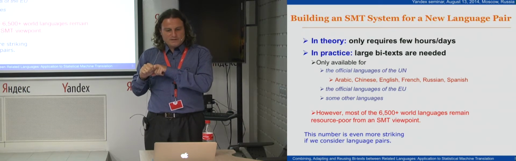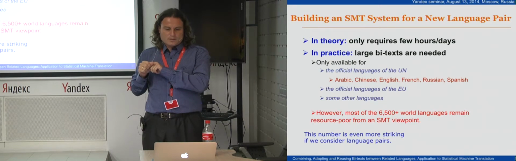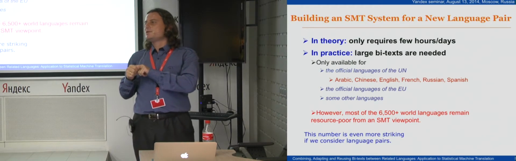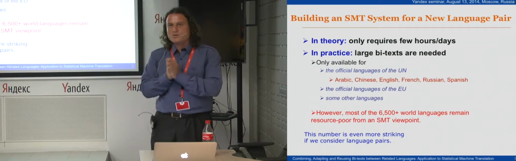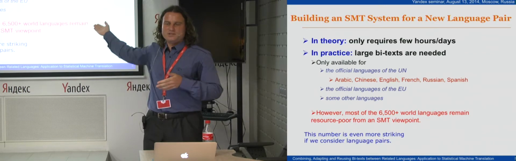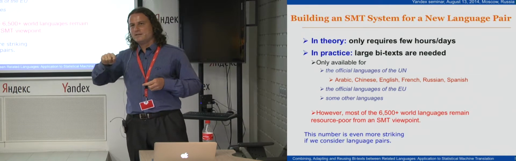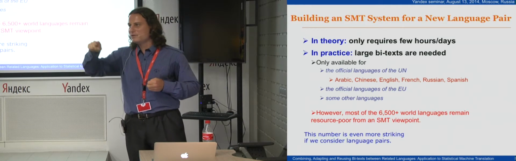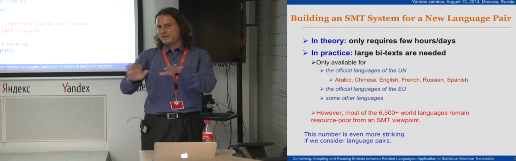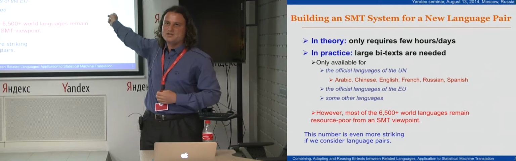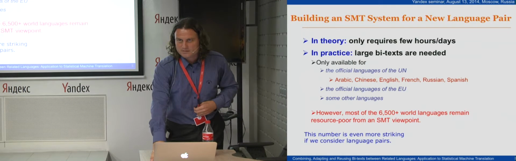So even if, maybe Bulgarian is resource rich because it's in the European Union, right? So we have all this documentation. Chinese is resource rich because it's in the United Nations, right? If you want to build the systems between Chinese and Bulgarian, it's not so rich anymore, because they are not direct, right? There's not much translation between Chinese and Bulgarian directly, or between Chinese and Russian, because of the UN. And if you look at word pairs, this number is even much more striking.